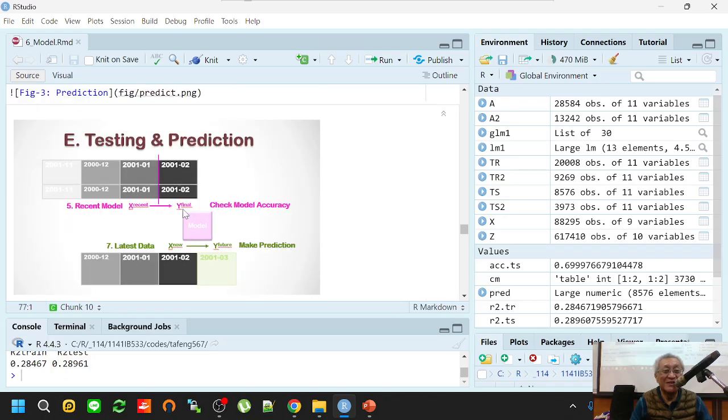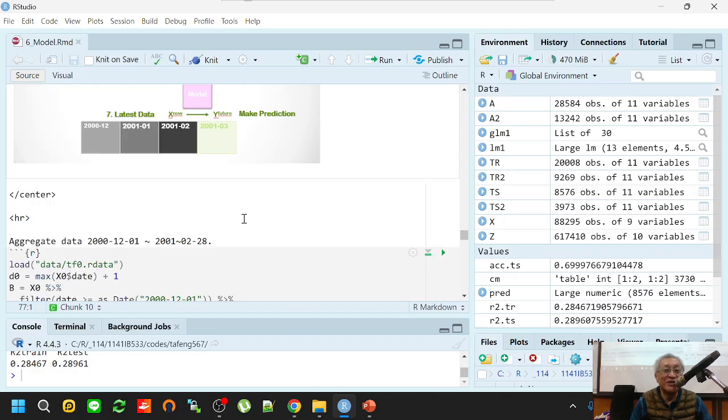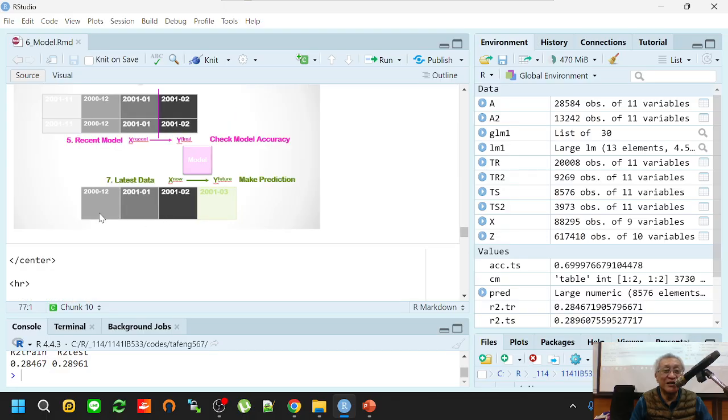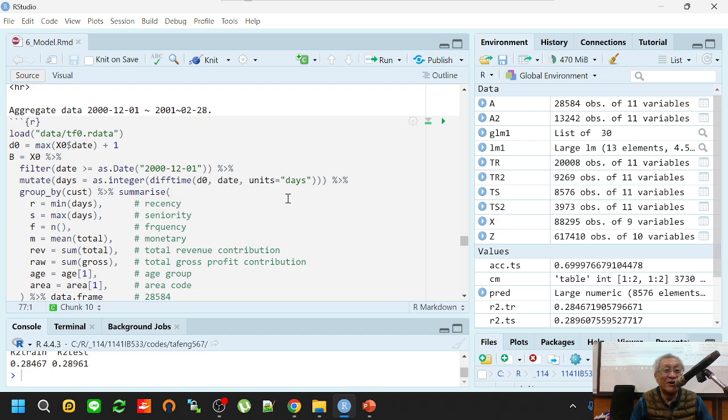Okay, so we have done basically this, right? We built the model and we tested the accuracy of the model already. So right now we want to aggregate the data and use that data and this model to predict the future, right? First of all, we want to aggregate the data from the last 3 months, right?